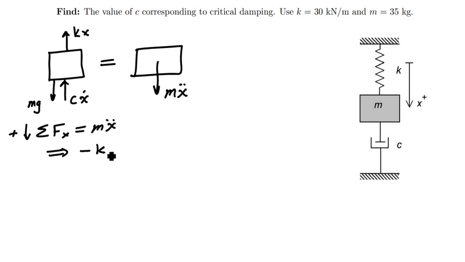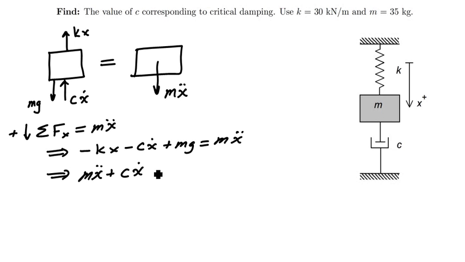Well, I'll have minus kx minus cx dot plus mg is equal to m times x double dot. I can go ahead and rewrite this into standard form, and that'll give me m times x double dot plus c times x dot plus k times x is equal to mg.